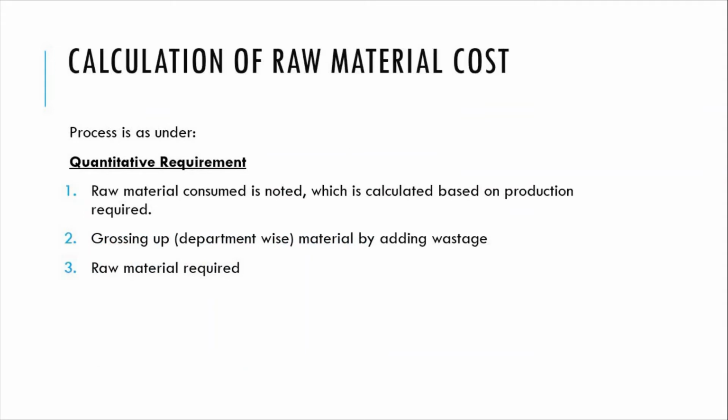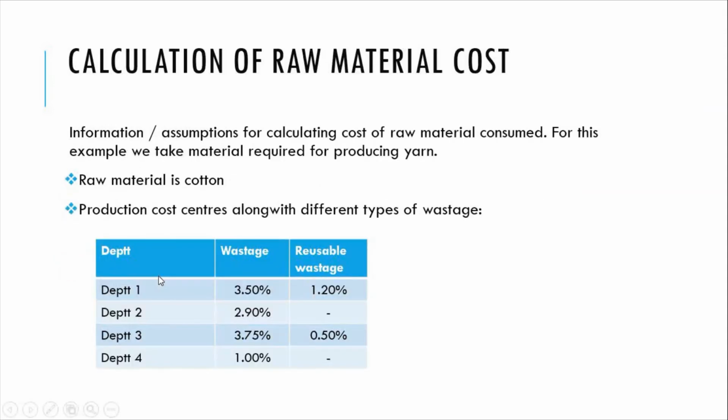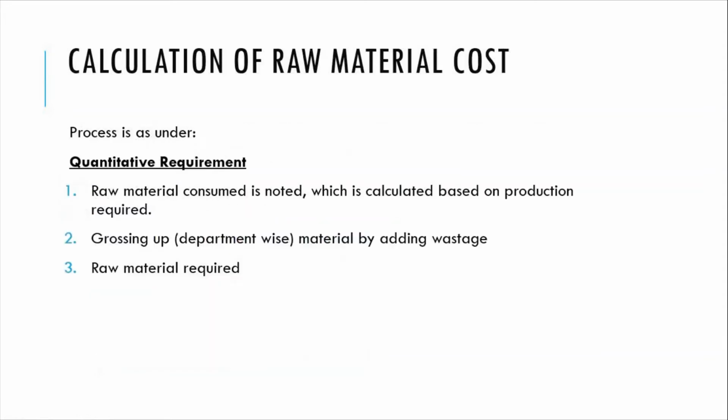The process is as under. First, we will see our quantitative requirement. Raw material consumed is noted, which is calculated based on production required. Then we gross it up department-wise by adding wastages. We have seen in the previous slide: department 1 3.5% waste, department 2 2.9% waste, and so on. Then the raw material required to be input is calculated.